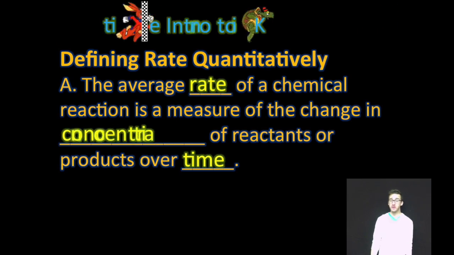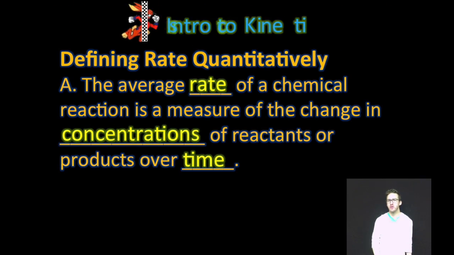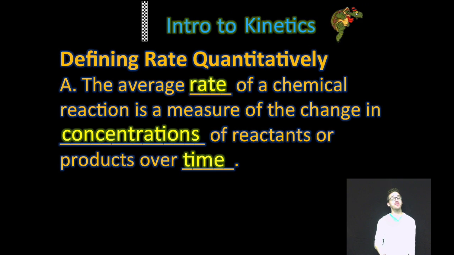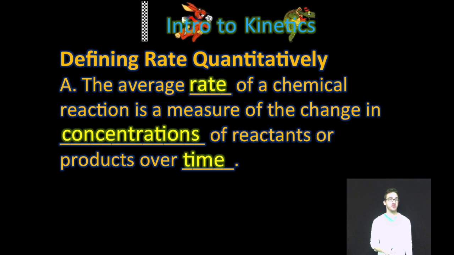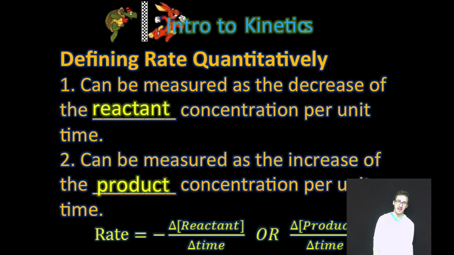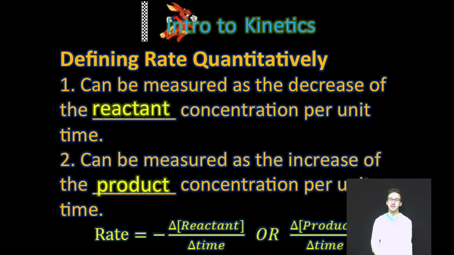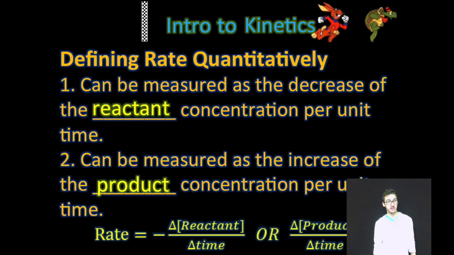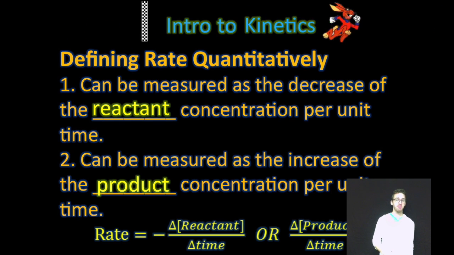All right, next thing to think about then is how are we going to quantitatively measure or define rate? One way to do that is by defining the average rate of a chemical reaction in terms of the change in concentrations of reactants or products over a change in time. Now, you can measure a rate as a decrease in a reactant concentration per unit time, or as an increase in the product concentration per unit time.